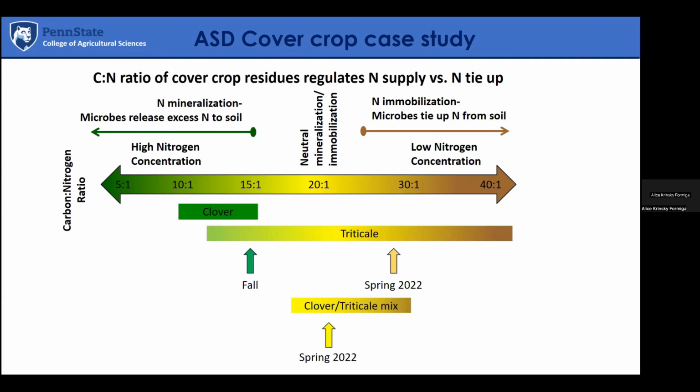Again, I mentioned previously that in the second year, the cover crops became more mature. So we ended up with some higher C to N ratios in the triticale and the mixture, potentially leading to some nitrogen tie-up when those residues were decomposing.